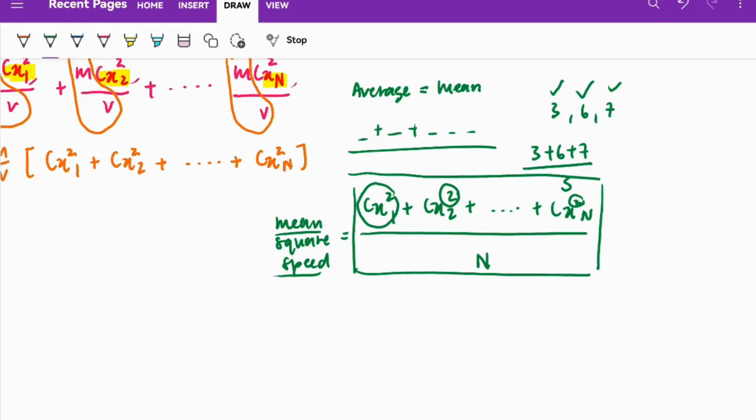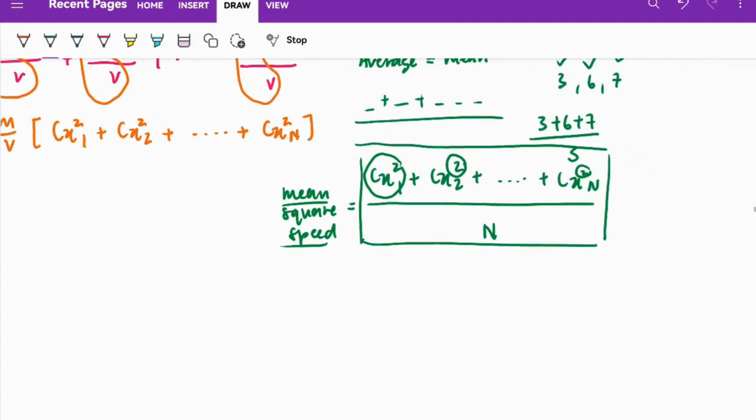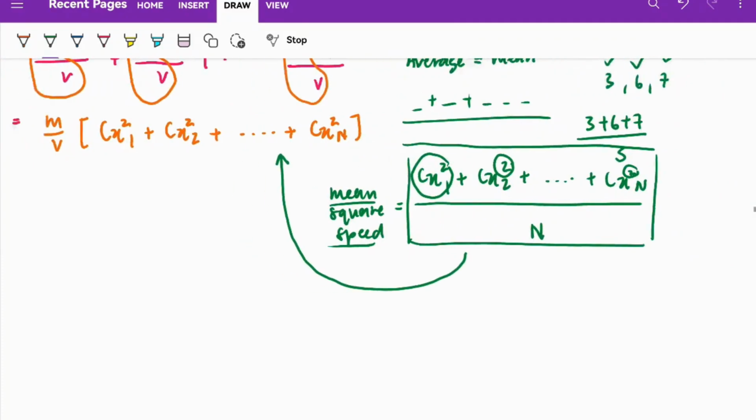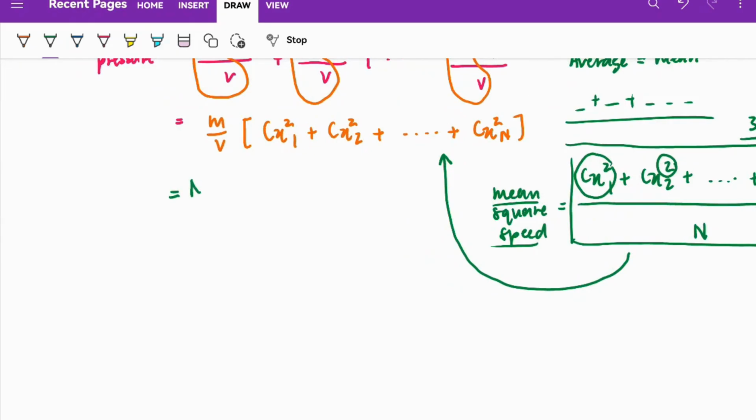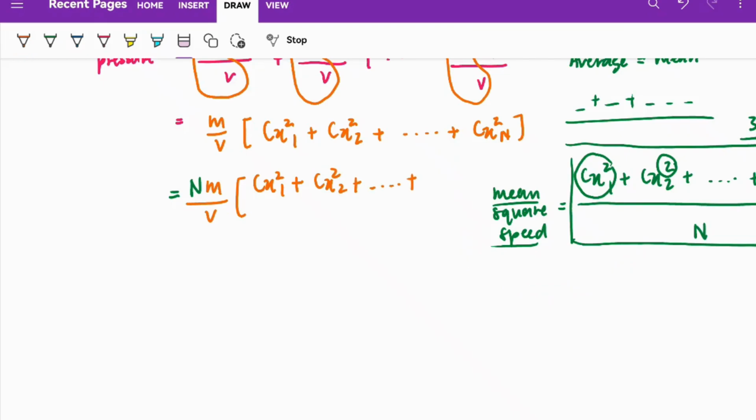So now, in order to implement this inside here, what we have to do is add n in front here. Then you put in your mean square speed. Okay, I'm going to erase this one here. Your number of molecules. This is how you introduce mean square speed.